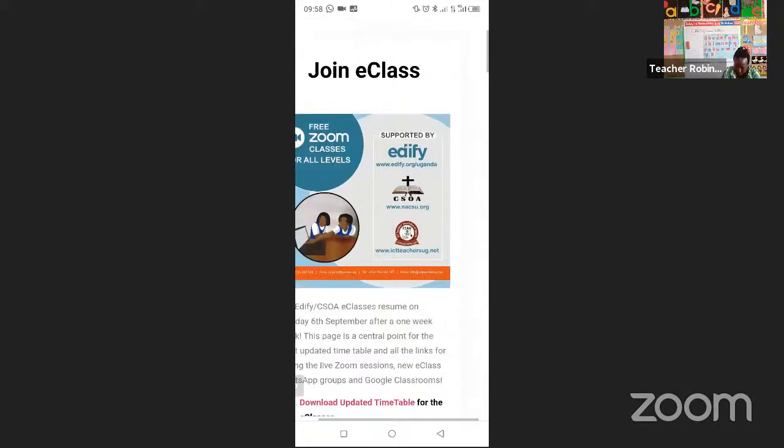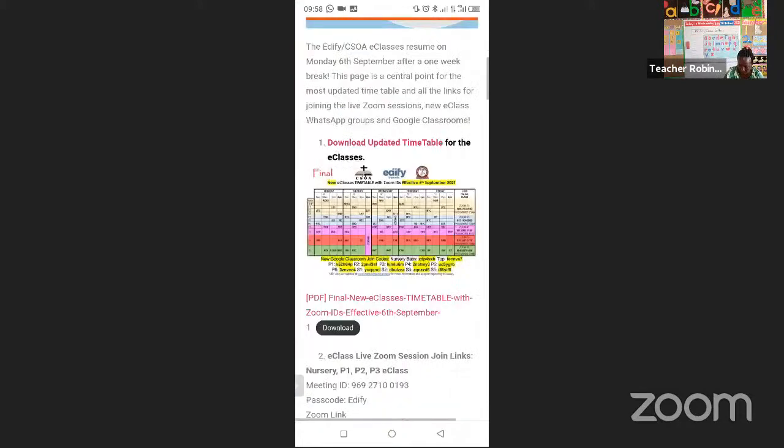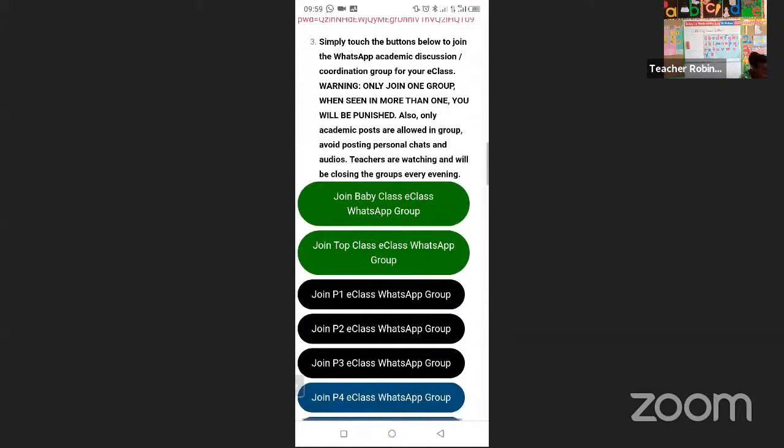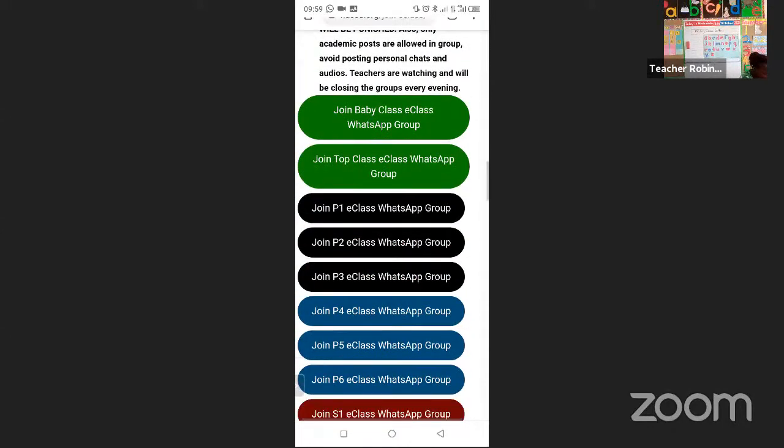Like you can see, that is the page. I've demonstrated it several times and showed you the process. There are also WhatsApp group links for those who join us for today and are not in these WhatsApp groups.